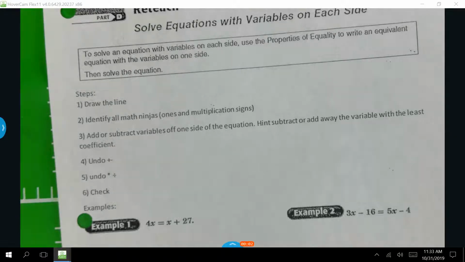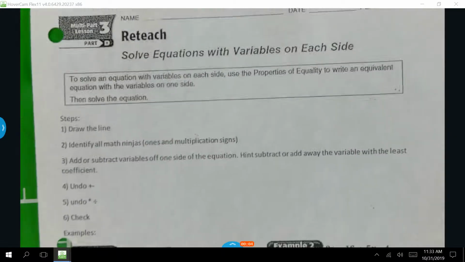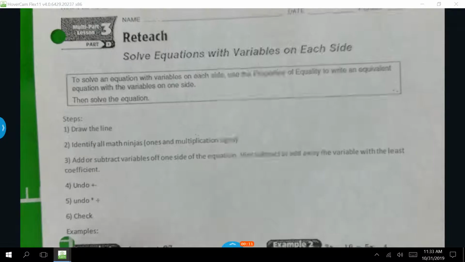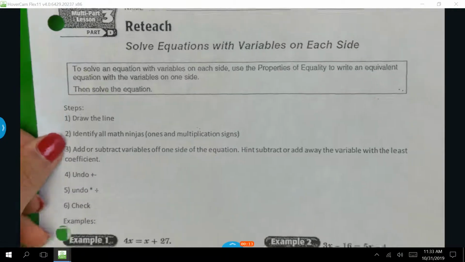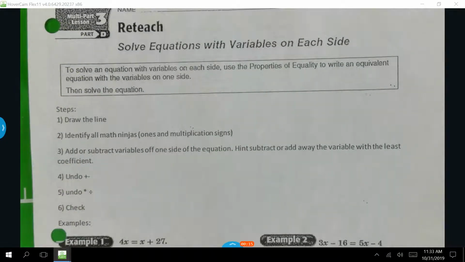We are doing equations that now have variables on both sides of the equal sign. So the reteach is a good way to do notes. It says to solve an equation with variables on each side, use the properties of equality to write equivalent expressions. So we're just going to move variables to one side, numbers to the other side of the equation, and then the last step is typically to divide.